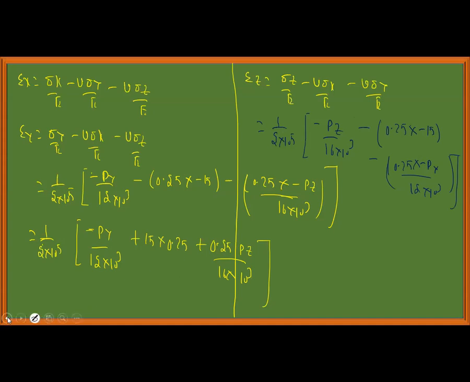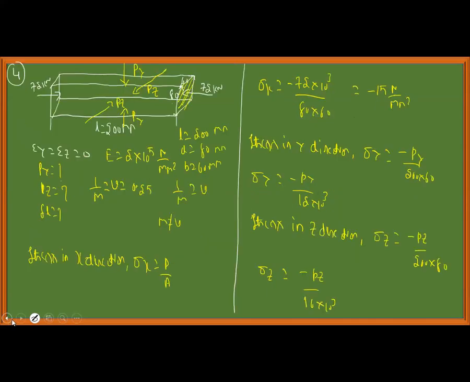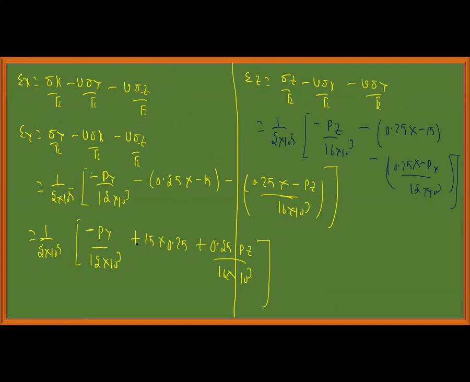Sigma z is minus pz into 10 power 3. Sigma x is minus 15 × 10 power 3. Minus 0.25 into minus 15. Sigma y is minus py into 12 power 10 power 3. Or I can write epsilon z, which is equal to 1/2 × 10 power 5 into minus pz divided by 16 × 10 power 3 plus 0.25 × 15 plus 0.25 py divided by 12 × 10 power 3.